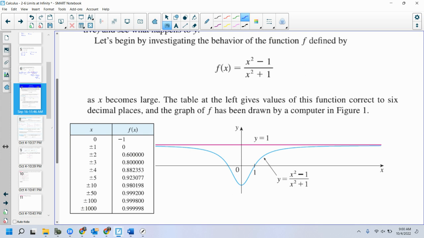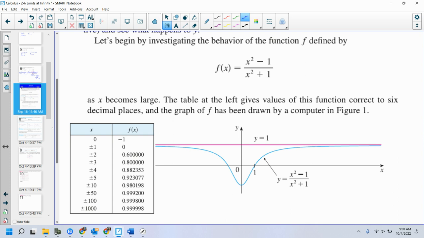No matter how big or small I make x, the y values are going to level out, get closer and closer to some value. Oh, wait, that's the idea of a limit, isn't it? So what is my limit then? Well, take a look. This is the function as it looks on the graph. As I get bigger and bigger with my x values, the y value is going to level off and get closer and closer to 1. No matter if it's positive or negative, because it's squared, it's going to happen the same way. This is even symmetry, right?